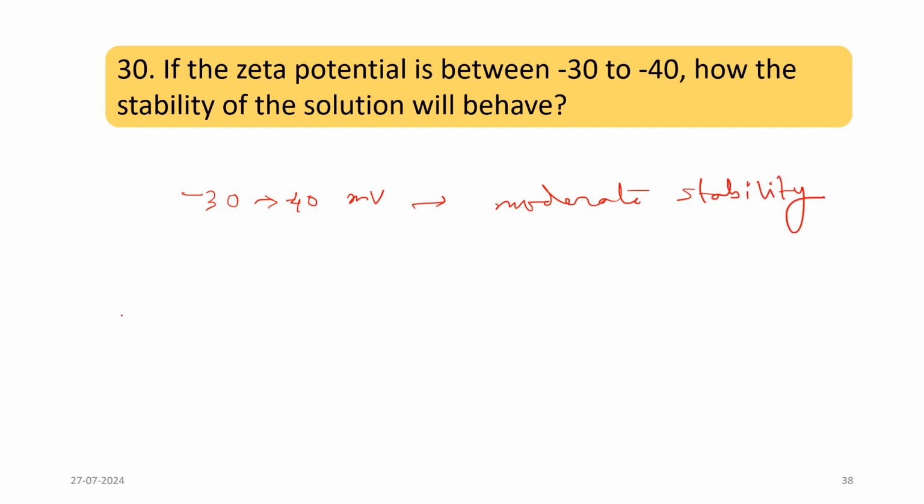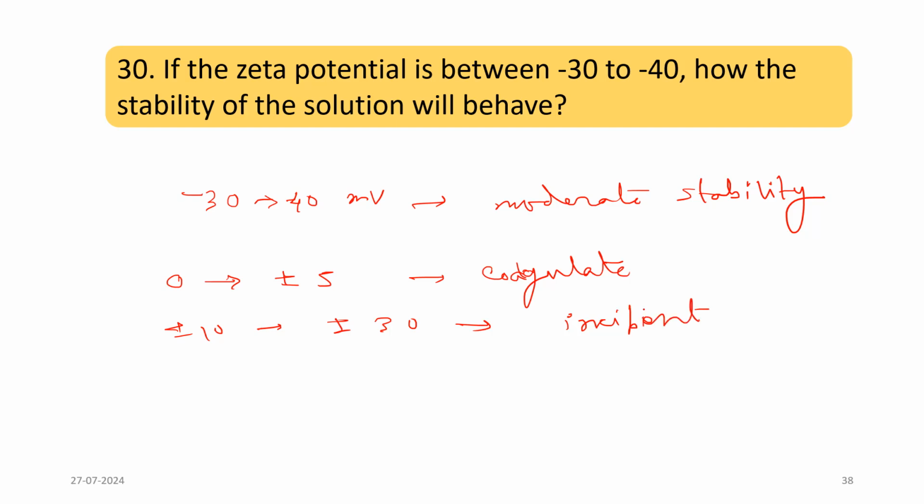Okay. Then, if it is 0 to ±5 millivolt, the potential value is very low, that is, they will coagulate. From ±10 to ±30, it will show incipient instability.